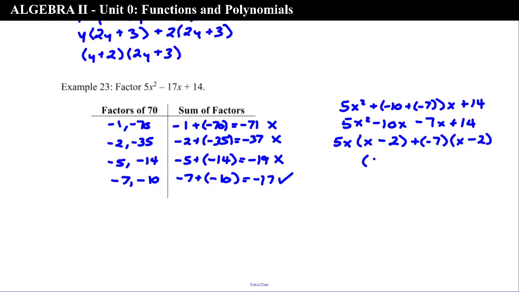And then we break apart our pieces. 5x minus 7 times x minus 2. And now we have factored that original polynomial. And you can do a quick check on this by multiplying these two binomials using the FOIL method. That should get you back to the original polynomial in the problem.